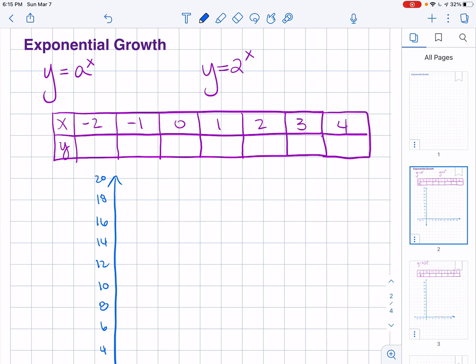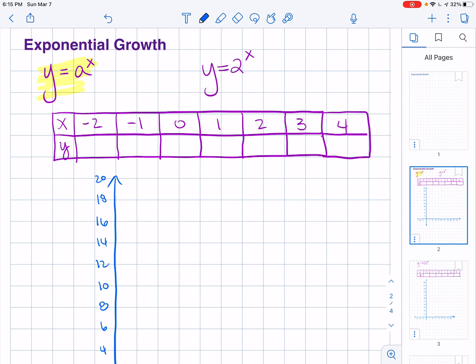Today we're going to take a look at exponential growth. So when you have an exponential equation or an exponential function, it's going to look something like this. You're going to have y equals some number to the power of x. So in the example that we're going to look at, our a value is going to be 2. So we're going to take 2 to the power of x.